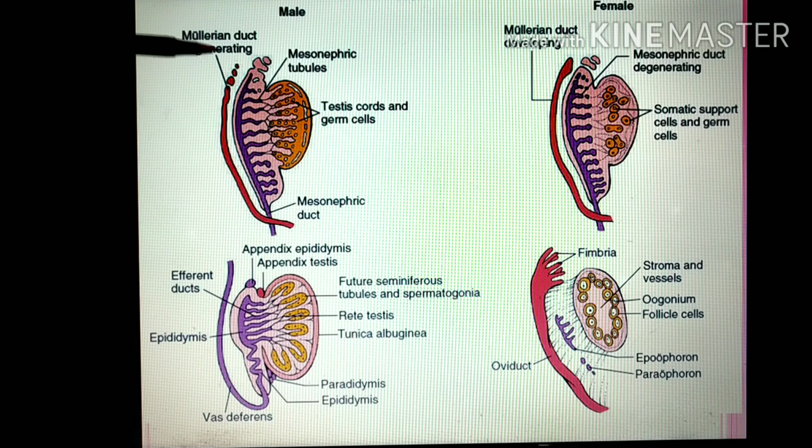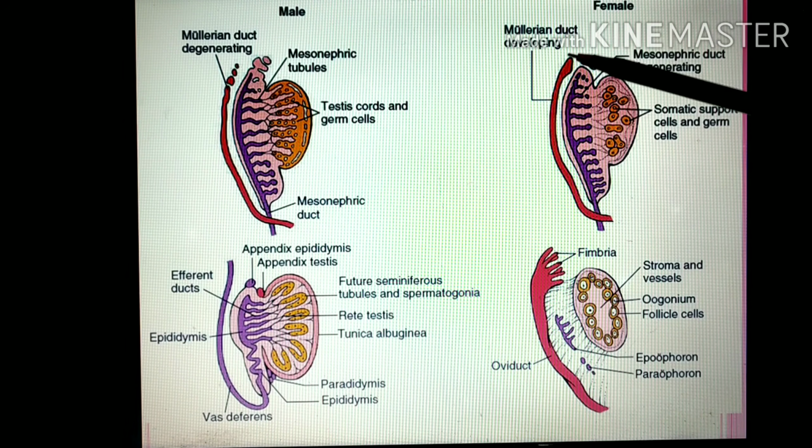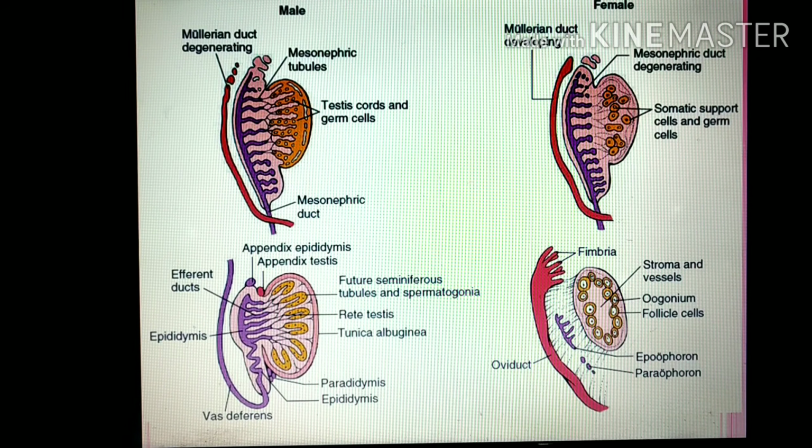Now paramesonephric duct, in case of male, will regress due to Mullerian inhibiting substance, and it will persist as a remnant called the appendix of testis. And here in case of female, the Mullerian duct or the paramesonephric duct will persist, and it will form the fallopian tube and uterus and upper 1/3 of the vagina. So that's all about development of male and female genital system.